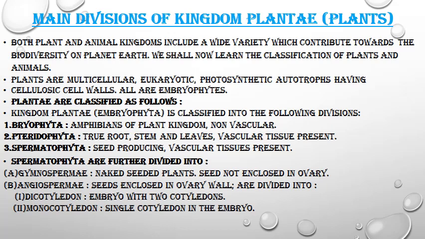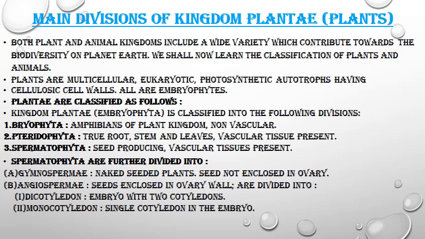Bryophyte, pteridophyte, spermatophyta. In bryophyte, the amphibians of the plant kingdom, vascular tissue is absent. Amphibia means जो दोनों जगह रहते हैं, जमीन पर भी और पानी पर भी. So like frog, these are also known as amphibians of the plant kingdom. Pteridophyte: true root, stem and leaves are present and vascular tissue is also present. And spermatophyta means seed producing, vascular tissue is present.